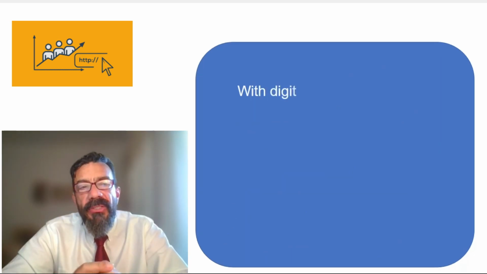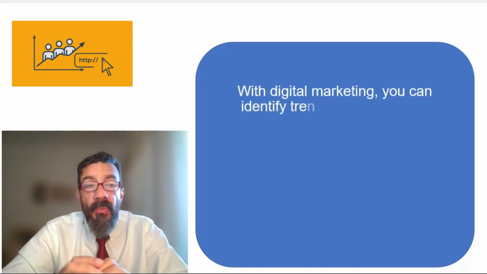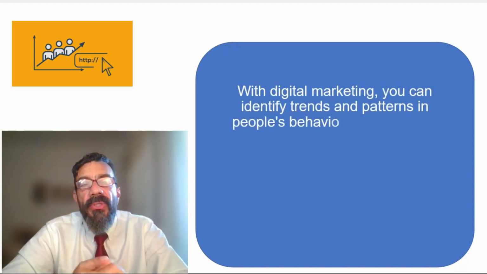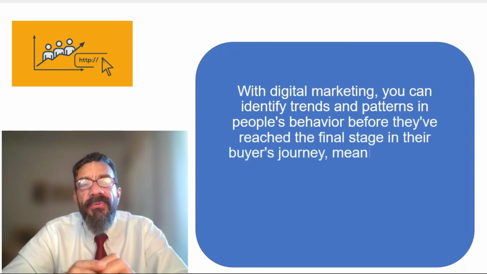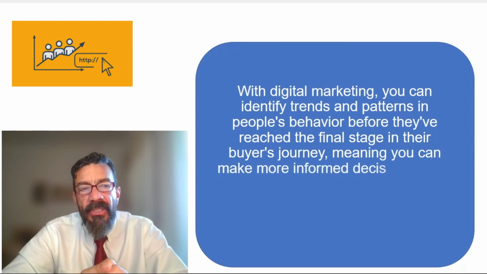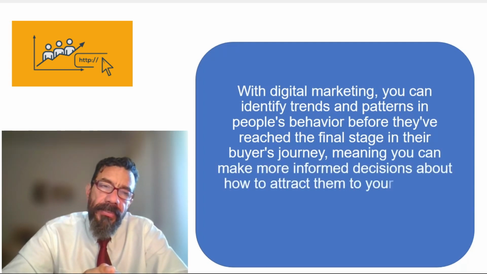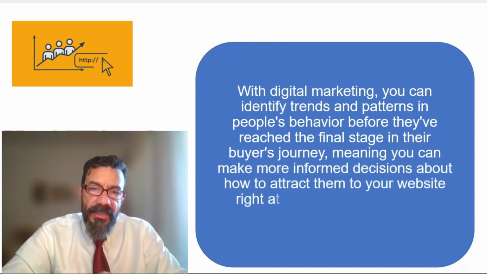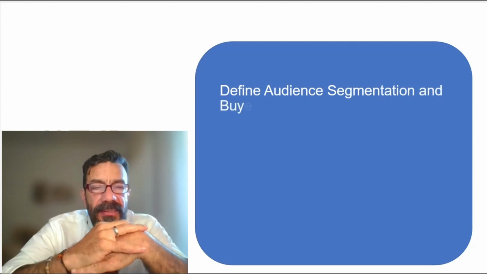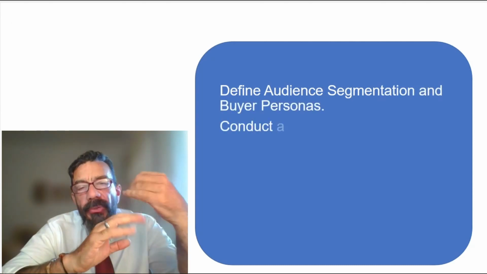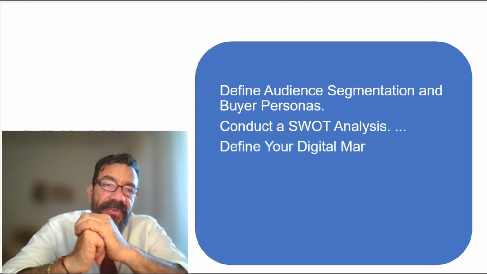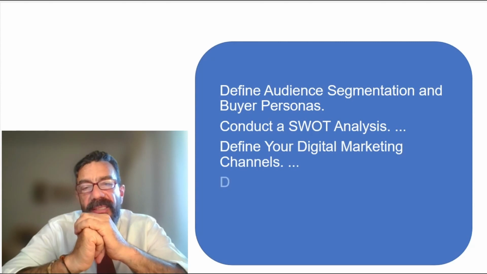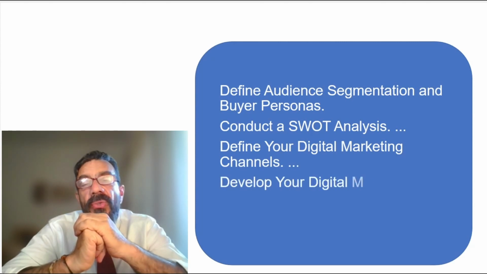With digital marketing, you can identify trends and patterns in people's behavior before they reach the final stage in their buyer's journey, meaning you can make more informed decisions about how to attract them to your website right at the top of the marketing funnel. Define audience segmentation and buyer personas. Conduct a SWOT analysis, strengths, weaknesses, opportunities, and threats. We discussed it before. Define the digital marketing channels, develop your digital marketing strategies and tactics, and then define your digital marketing goals and business objectives.